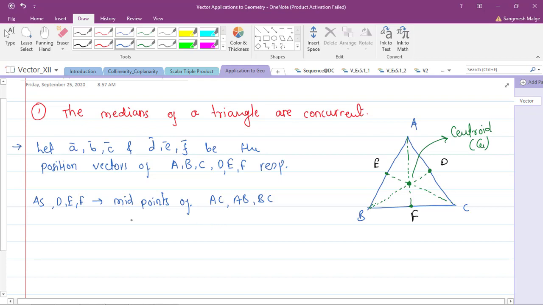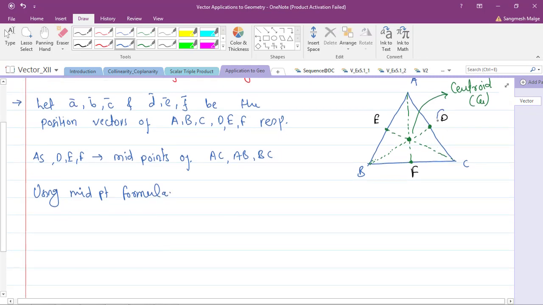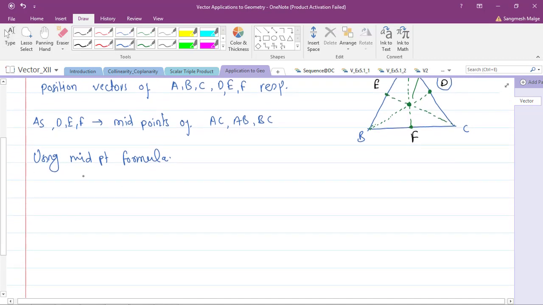Then how can you write, using the midpoint formula which we have seen in vectors? D bar is equal to A bar plus C bar by 2. So it will be 2 D bar is equal to A bar plus C bar.